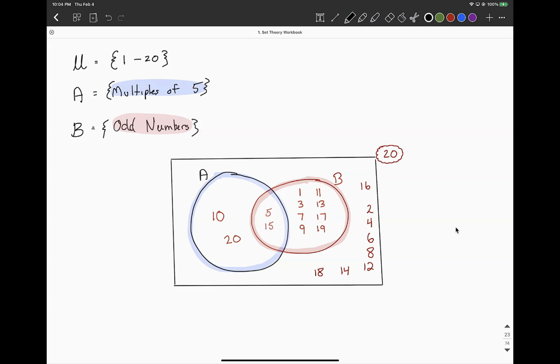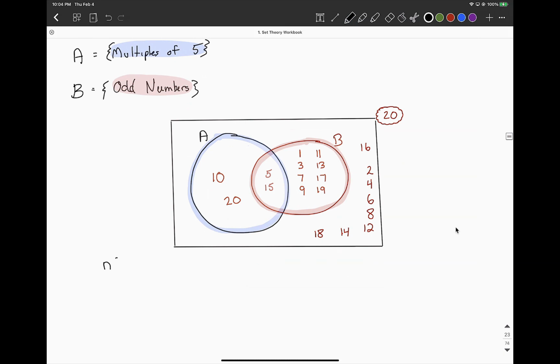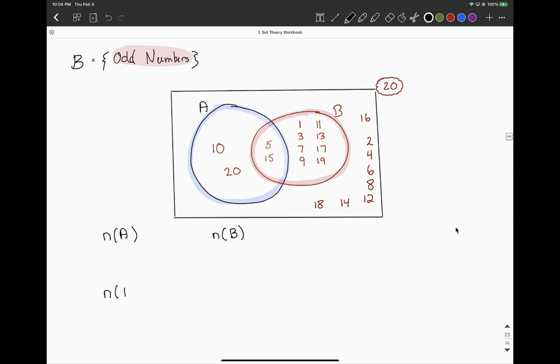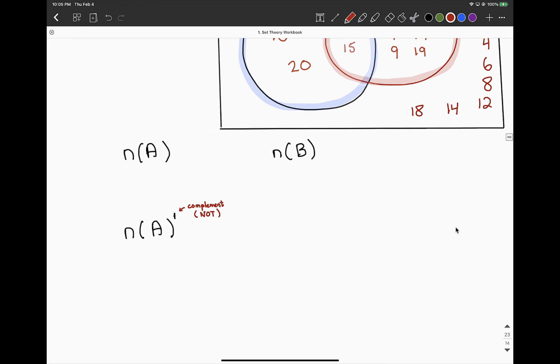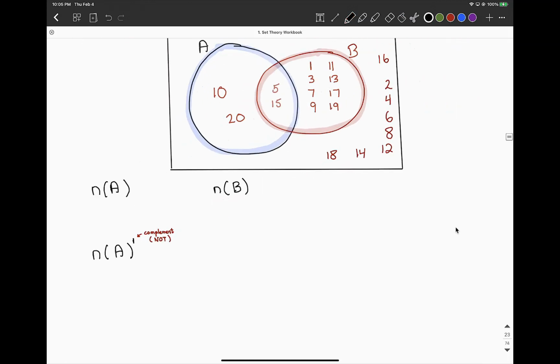And I could ask all sorts of questions here. I could ask, how many things are in A? How many things are in B? And then we start getting into the good ones. How many things are in A prime? This little tick is technically called the complement, but realistically means not. How many things are not in A? How many things are not in B?